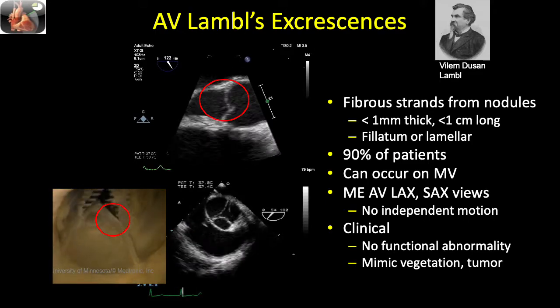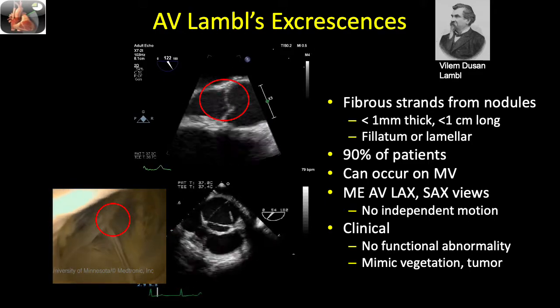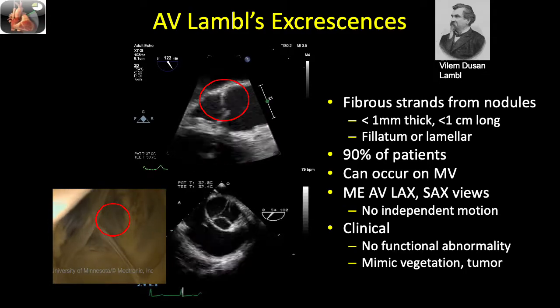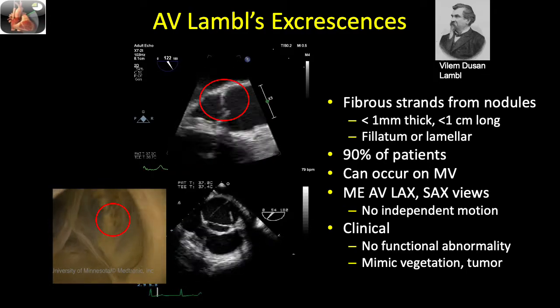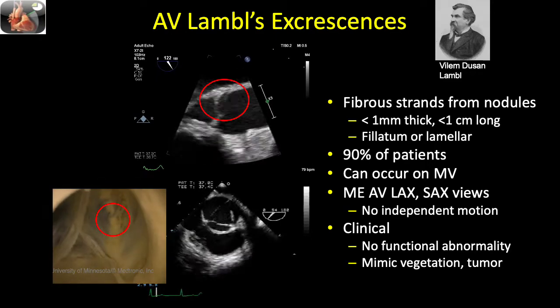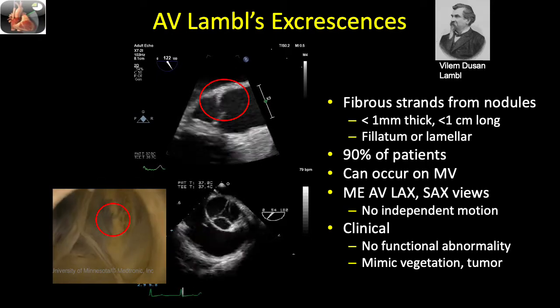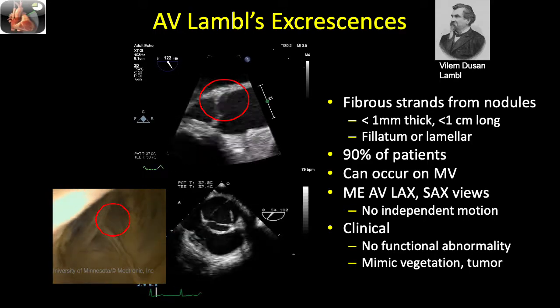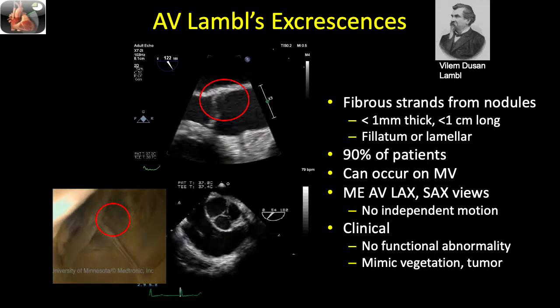Rarely, they may be a nidus for bacterial growth or cause systemic embolism. They can mimic vegetation or tumor. A fibroelastoma has a thicker stalk and is pedunculated.